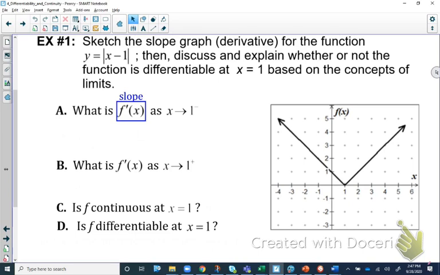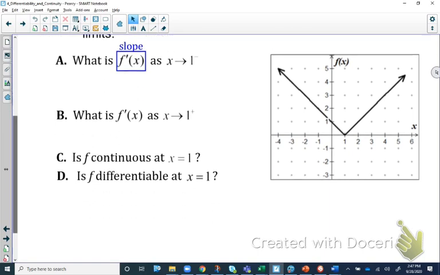Now looking here, we have the absolute value parent function. I want to move it down here so I know I have enough room to write everything out. What is f prime of x? Meaning, what is the slope of the function as you approach one from the left-hand side, and this one will be from the right-hand side. As we approach from the left-hand side, that is going to have a slope of -1, and if I go from the right-hand side, you can see that's going to have a slope of +1.